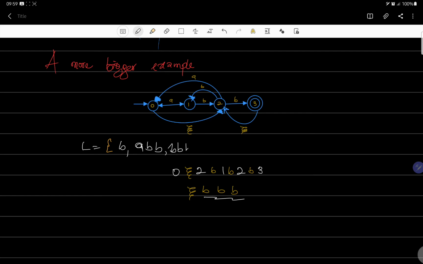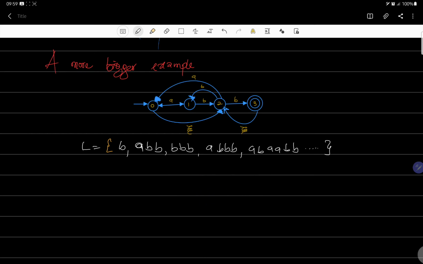So we have B, B, B. So that's another string, B, B, B. Like that. You can have A, B, B, B. We can have A, B, A, B, B. Like that. But B shall definitely end it, because B is the only thing that enters A. So let's give a sample.